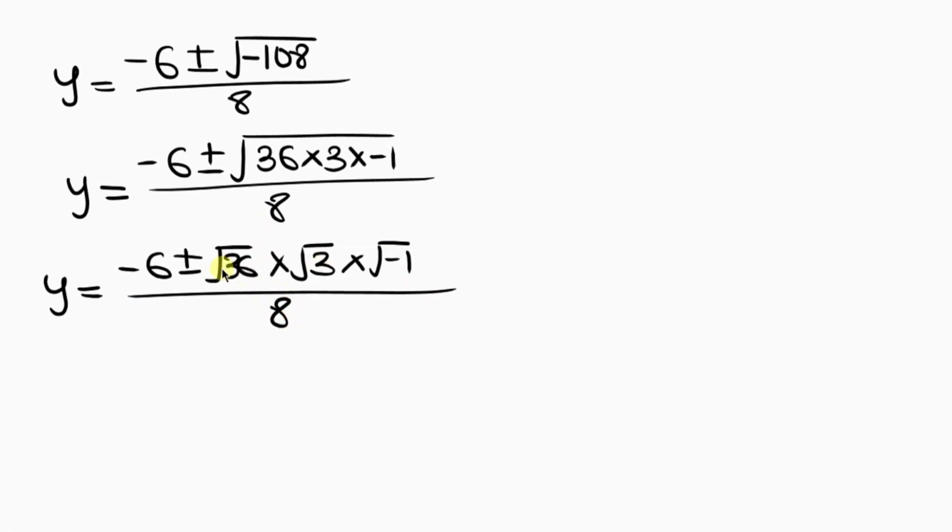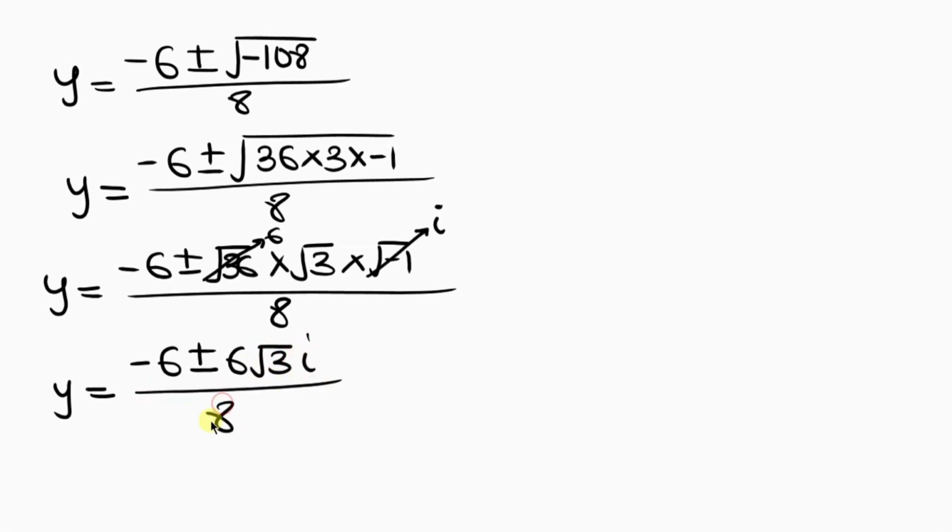Now we all know that the square root of 36, which is the perfect square, is 6. The square root of negative 1 is iota, which is represented by i. So on multiplying, we have y equal to negative 6 plus or minus 6 times the square root of 3 times i gives 6 root 3 i. Very good. All over 8. And if we have to factorize, you notice that 6 is common. So let's factor out 6.